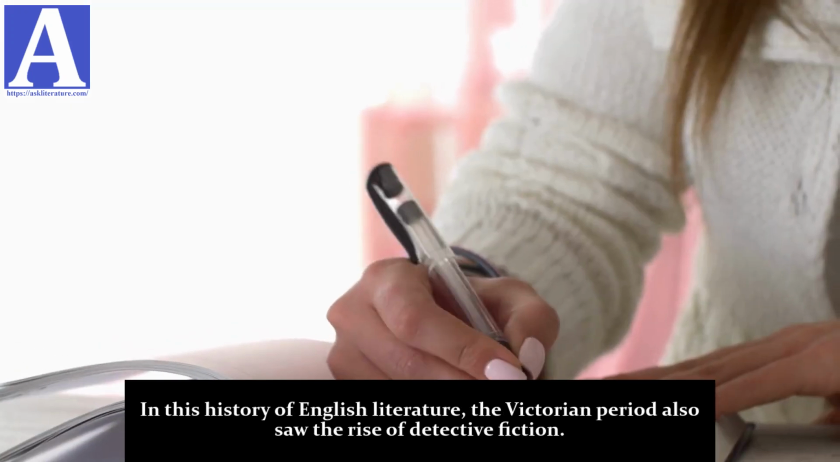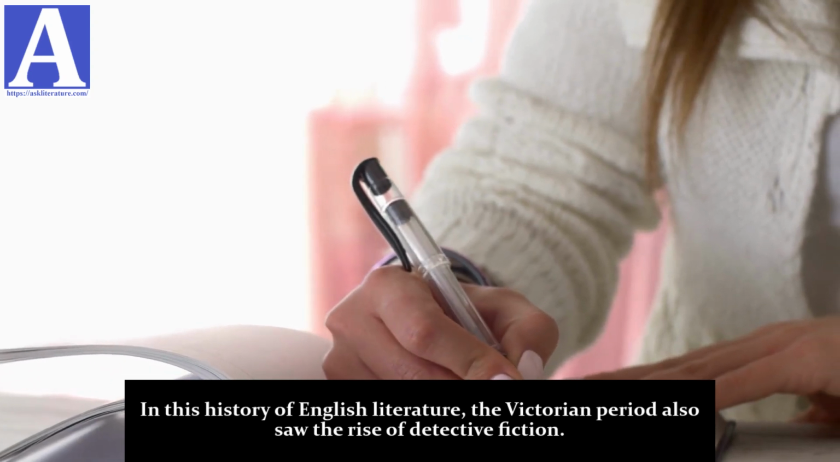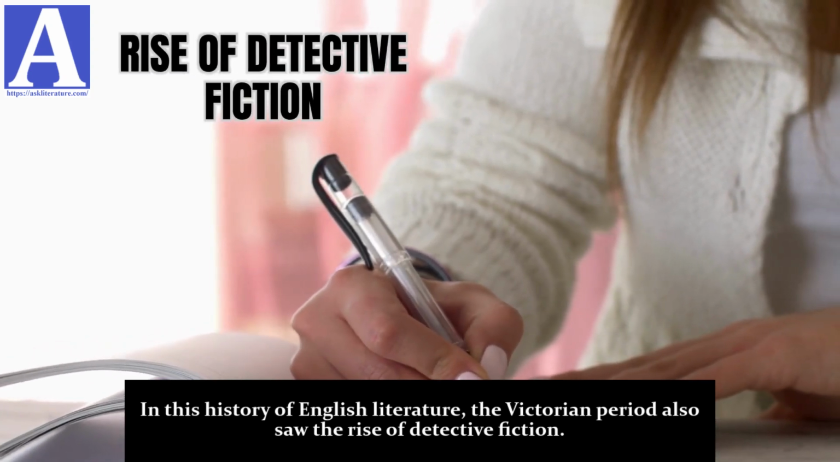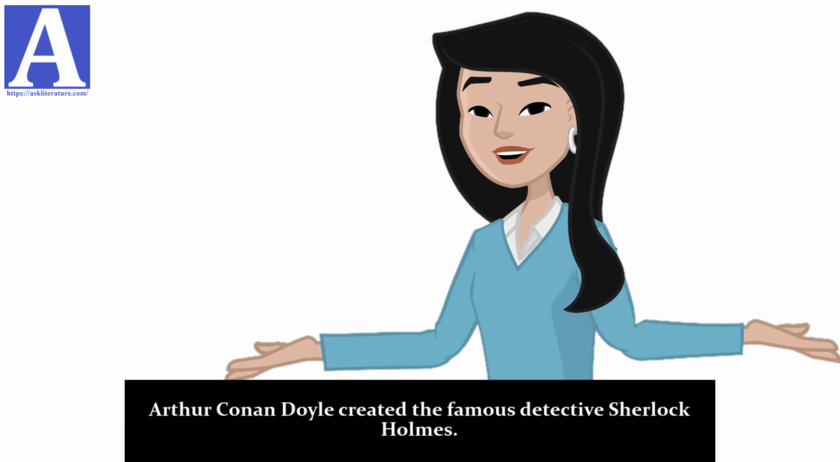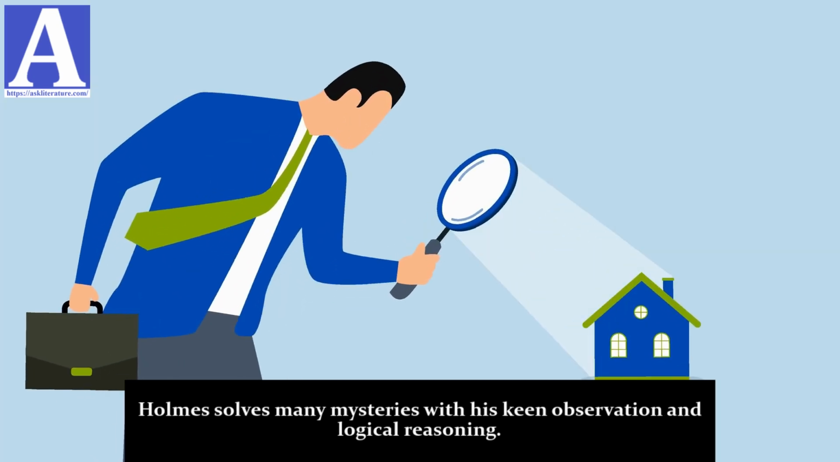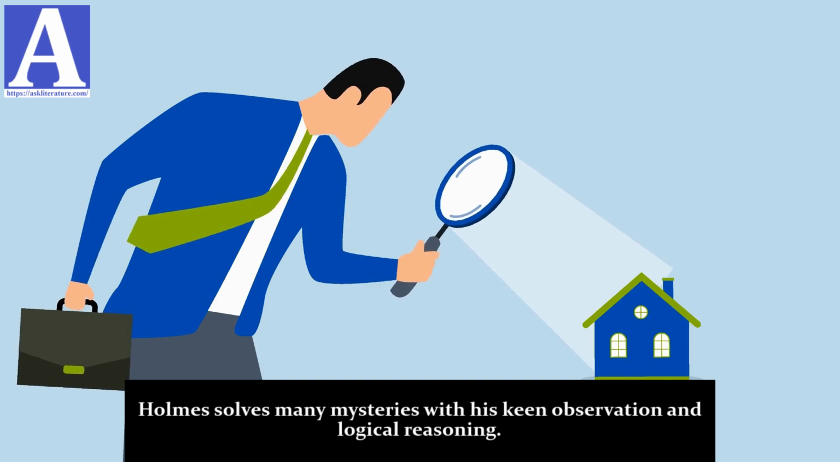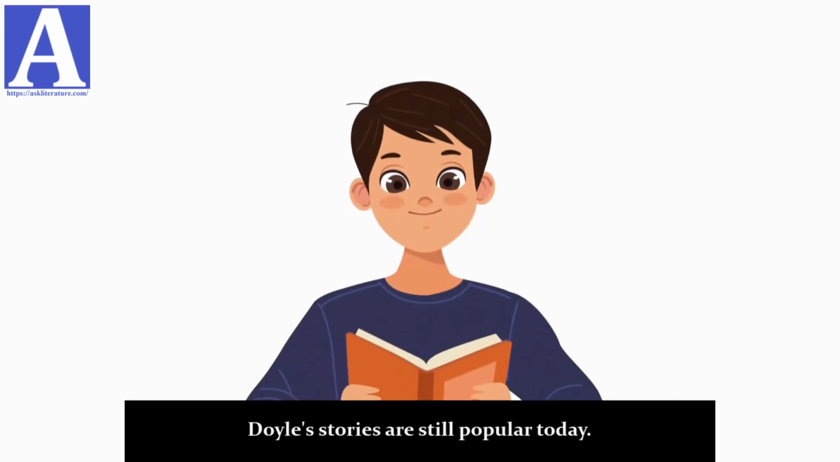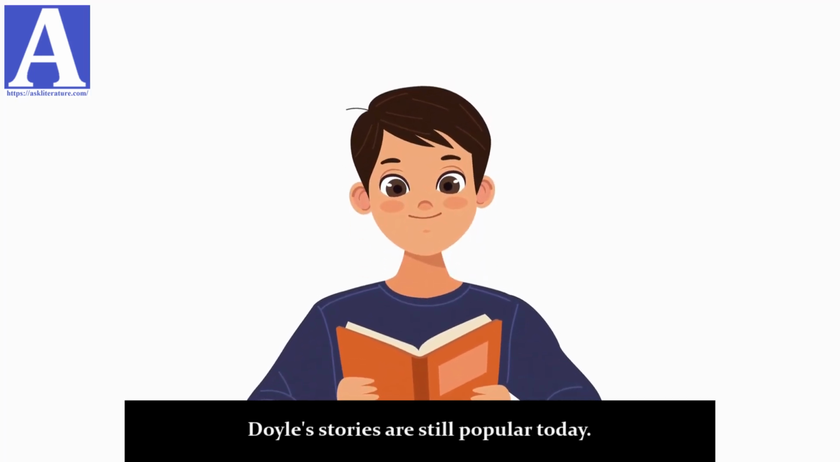In this history of English literature, the Victorian period also saw the rise of detective fiction. Arthur Conan Doyle created the famous detective Sherlock Holmes. Holmes solves many mysteries with his keen observation and logical reasoning. Doyle's stories are still popular today.